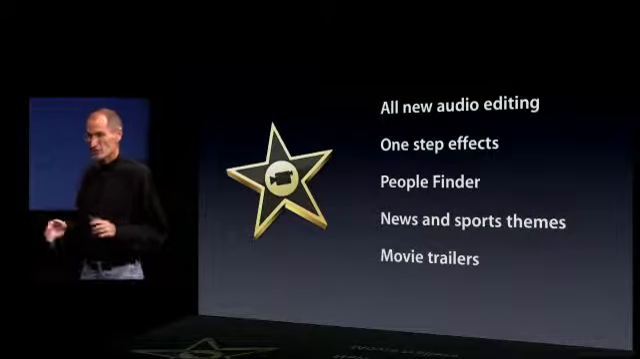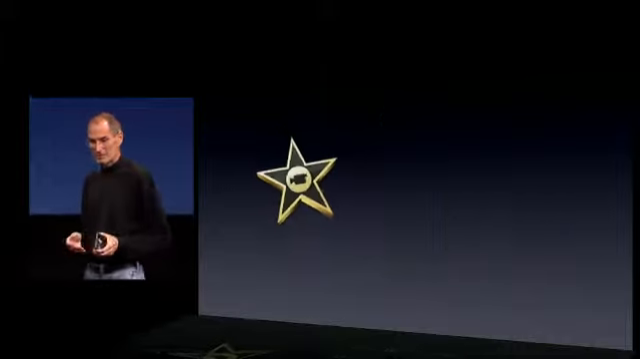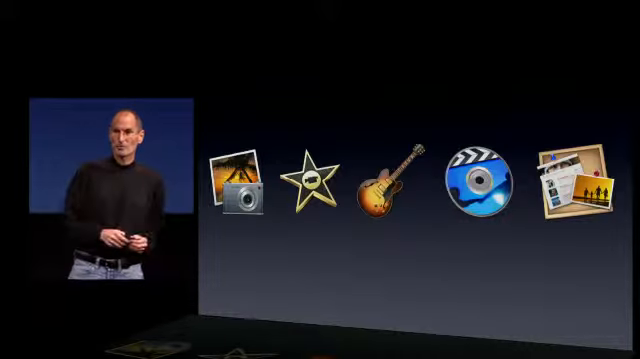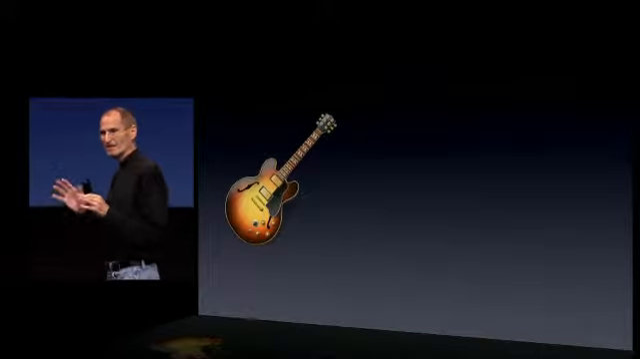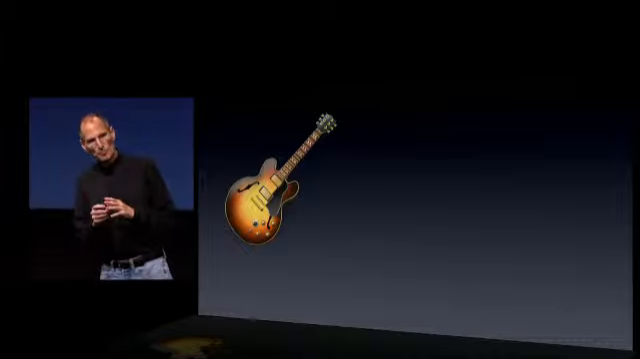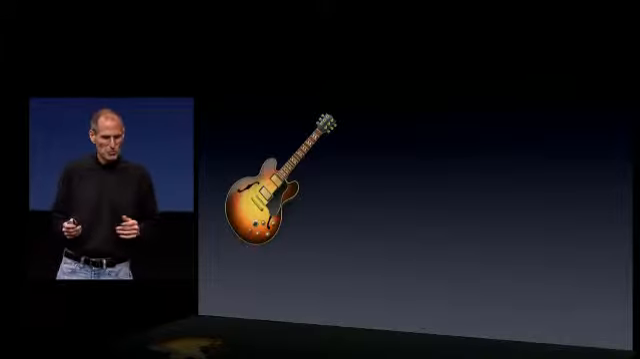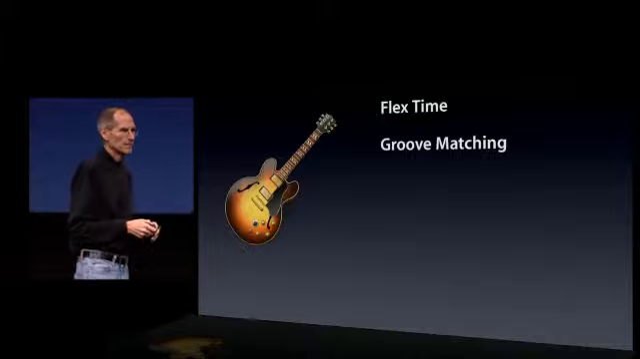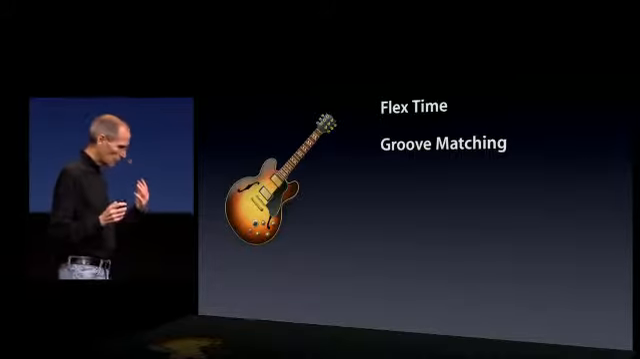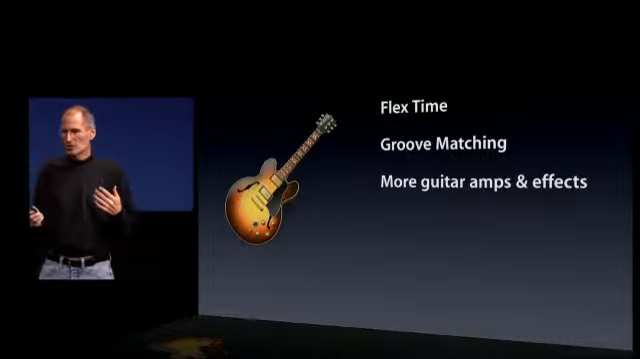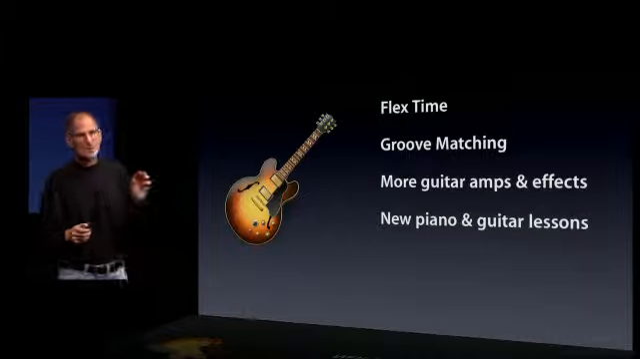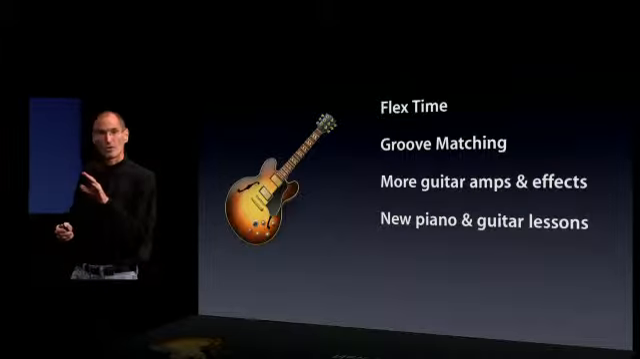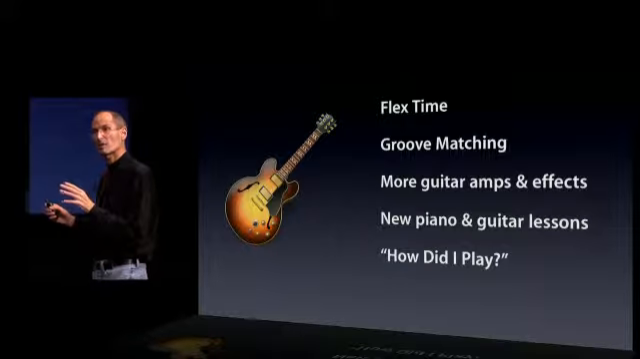So a lot of great new features in iMovie 11. We also have a new GarageBand, GarageBand 11. GarageBand 11's got some great features to help you fix the timing of the rhythm in your music, something called flex time, something called groove matching, as well as a bunch of other stuff, including more guitar amps and effects, and new piano and guitar lessons, including a feature called How Did I Play? And we think this stuff's going to be really well received.